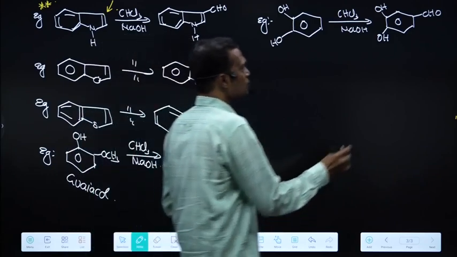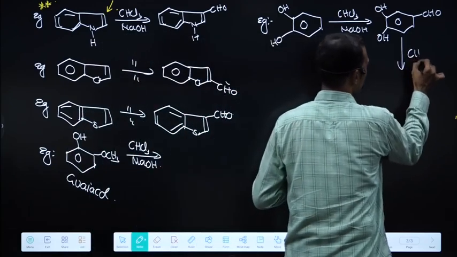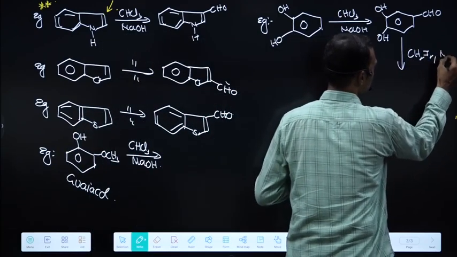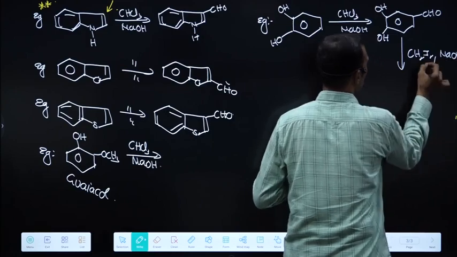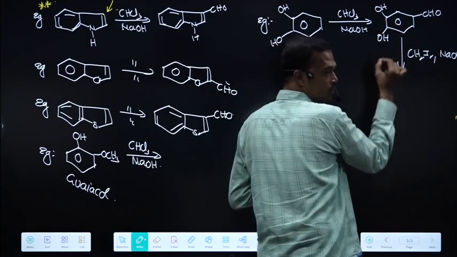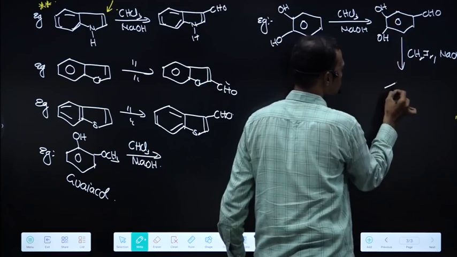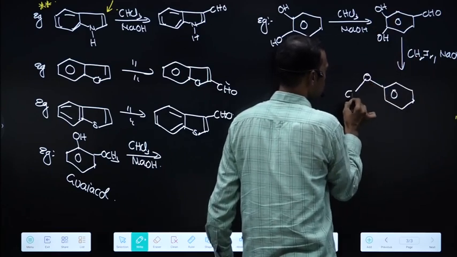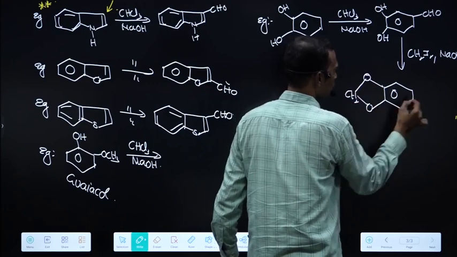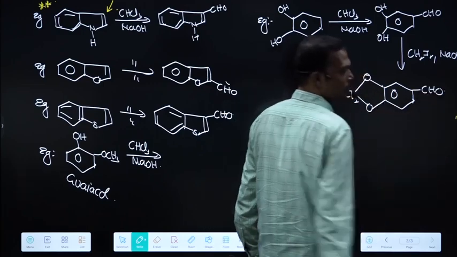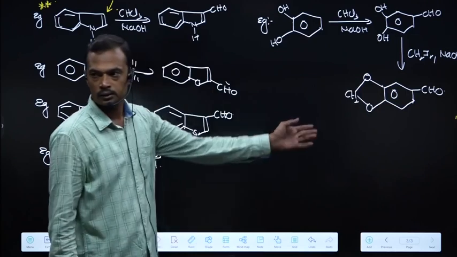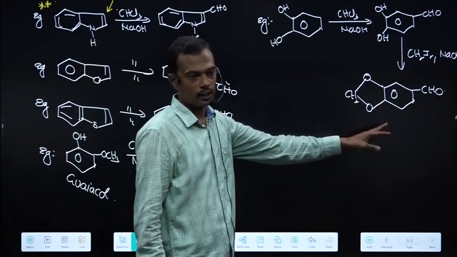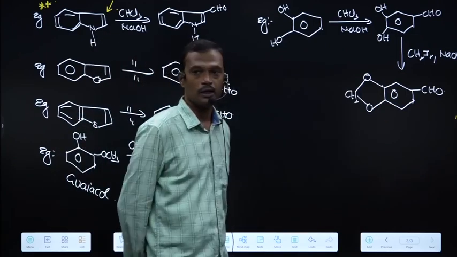Now this on treatment with diiodomethane in presence of sodium hydroxide. Two hydrogens and two iodines are removed and this CH2 is introduced in between them. Now you may expect O attaches to CH2, it attaches to O and this is CHO. What is this? Piperonal. Where did we prepare piperonal? Nevenagel rearrangement.